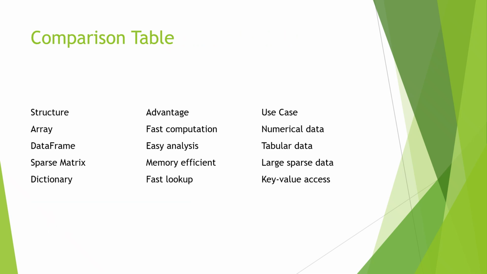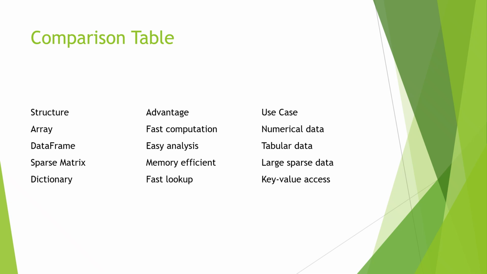Data structures offer unique advantages depending on the type of data and the operation being performed. Arrays are highly efficient for numerical computations, providing fast processing due to their contiguous memory storage, making them ideal for mathematical operations. Data frames, on the other hand, are designed for structured and tabular data, allowing easy analysis through features like filtering, grouping, and aggregation.